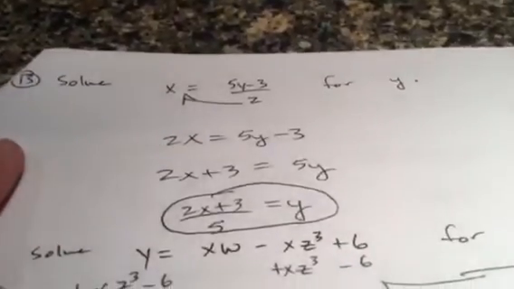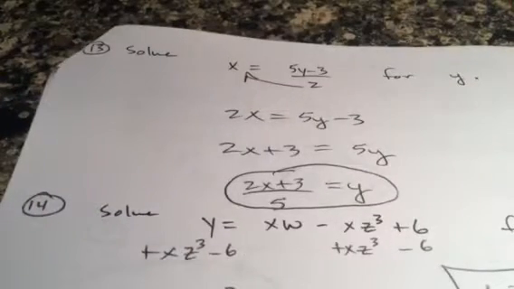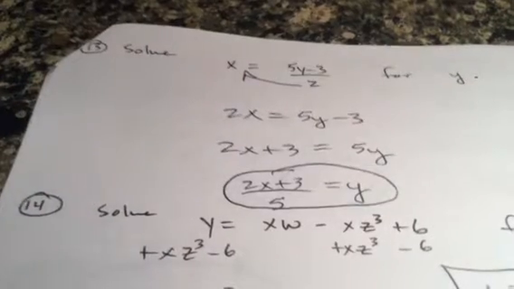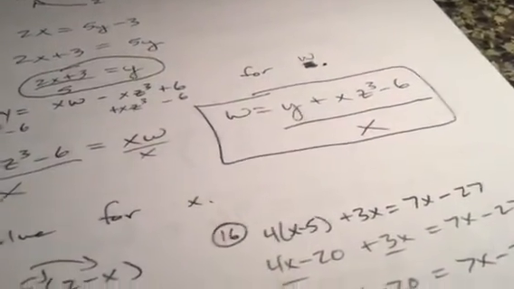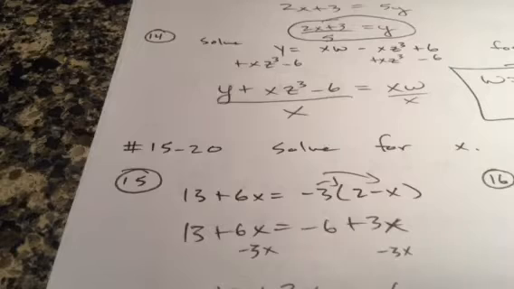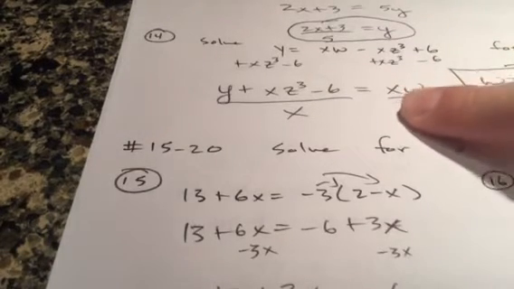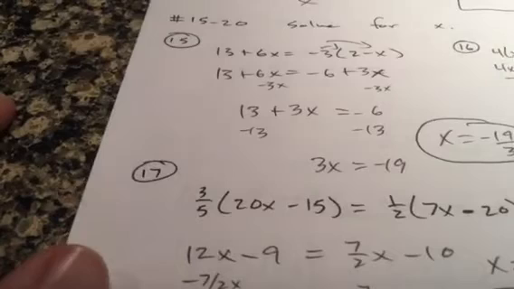Number 13, if I want to solve for y, I need to multiply both sides by 2, add 3, then divide by 5. Number 14, I want to solve for w here, so I want to add xz to the third minus 6, which I did there, and then finally I want to divide by x. So I get xw equals, and then I just want to divide both sides by x to get that final answer. And then we just solve our equations for x.